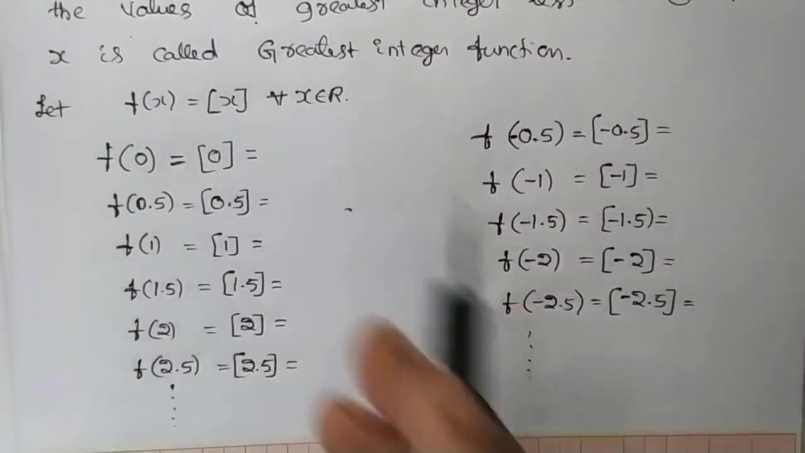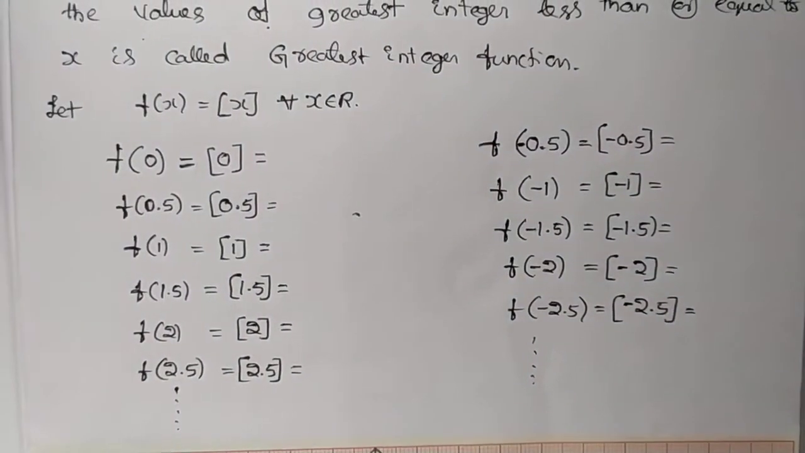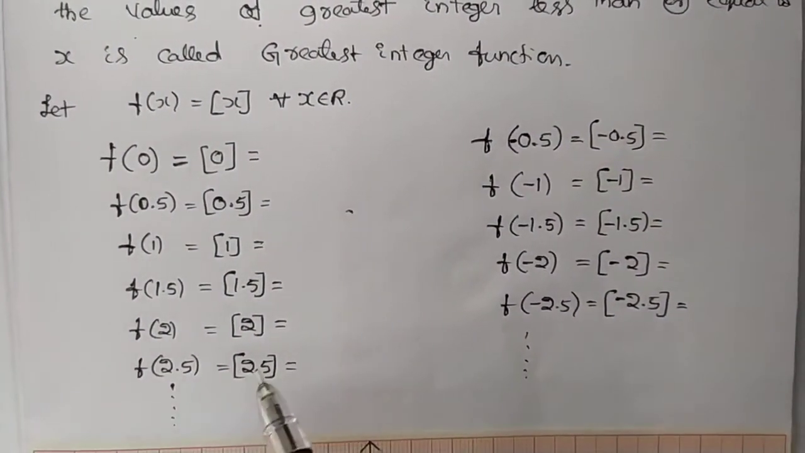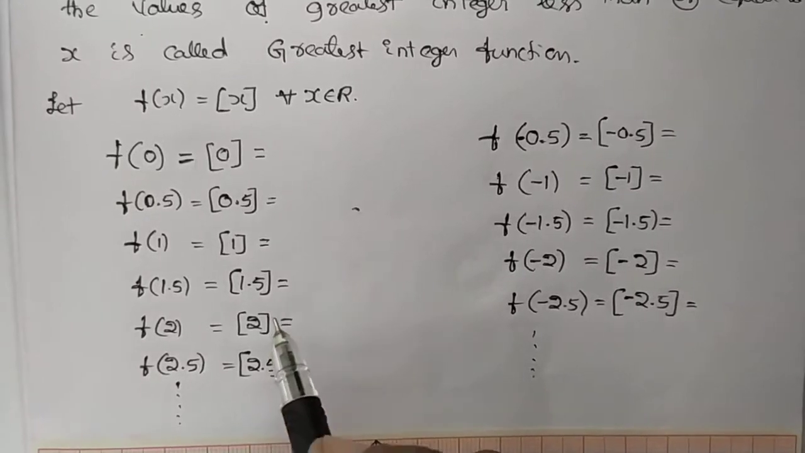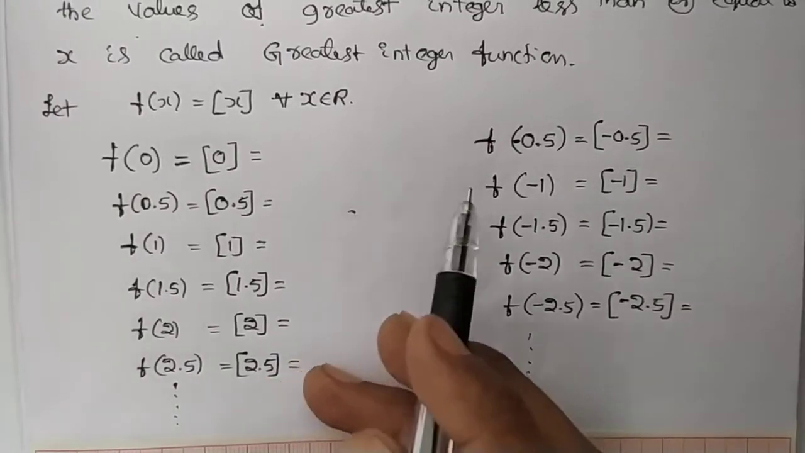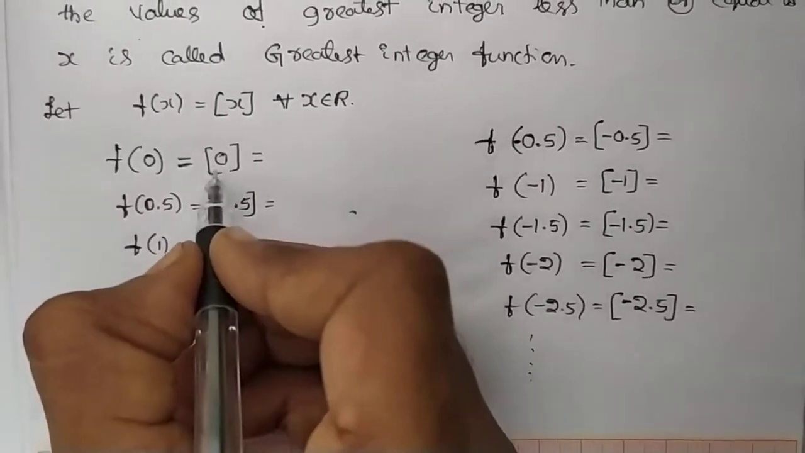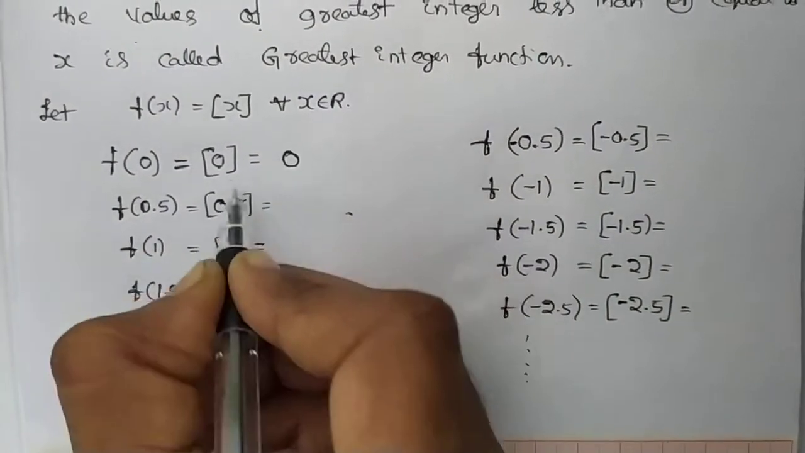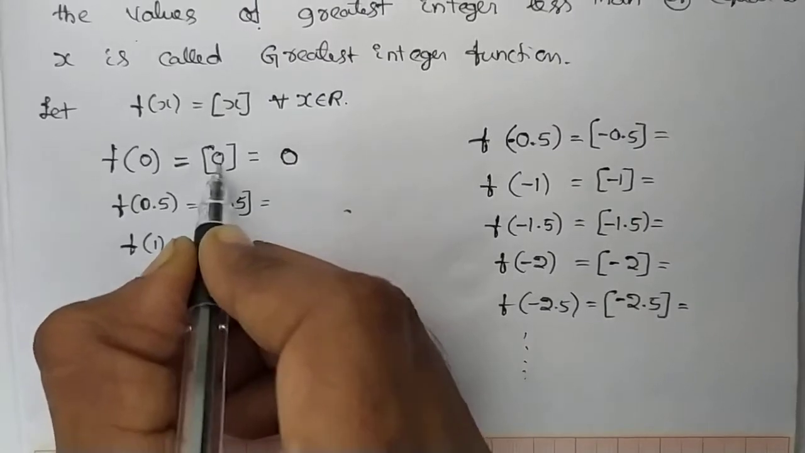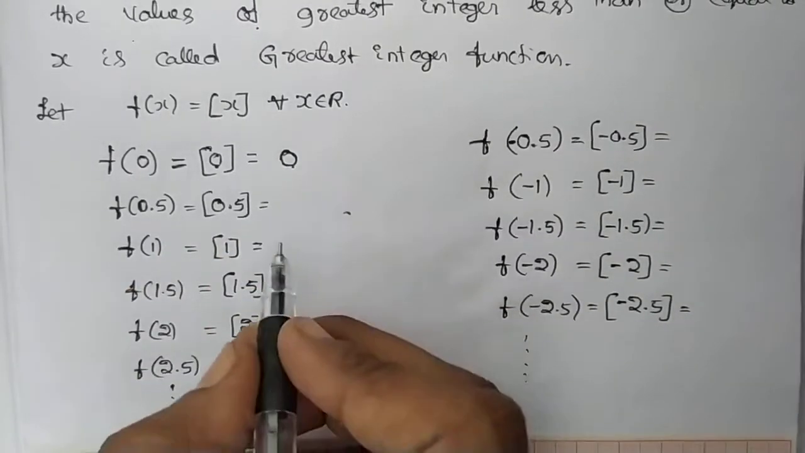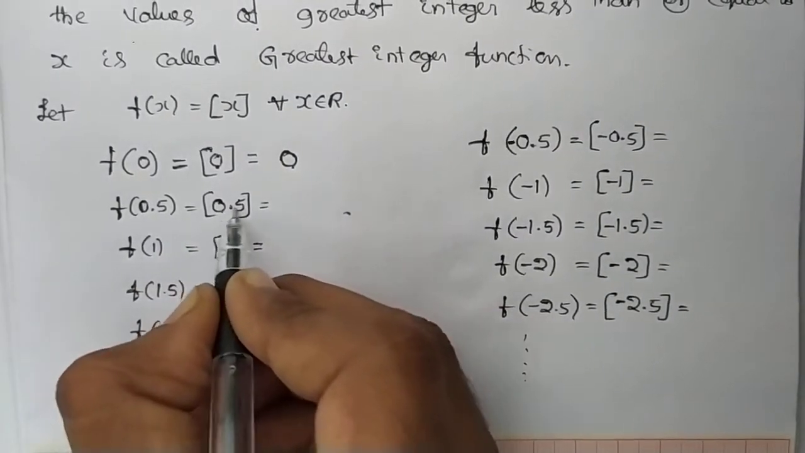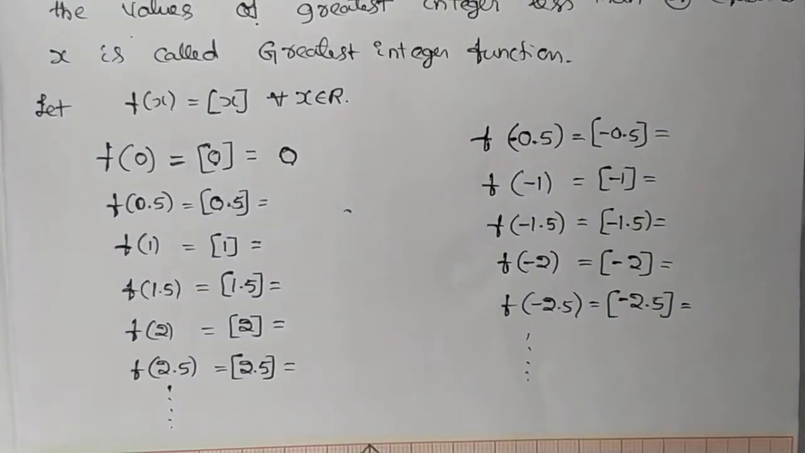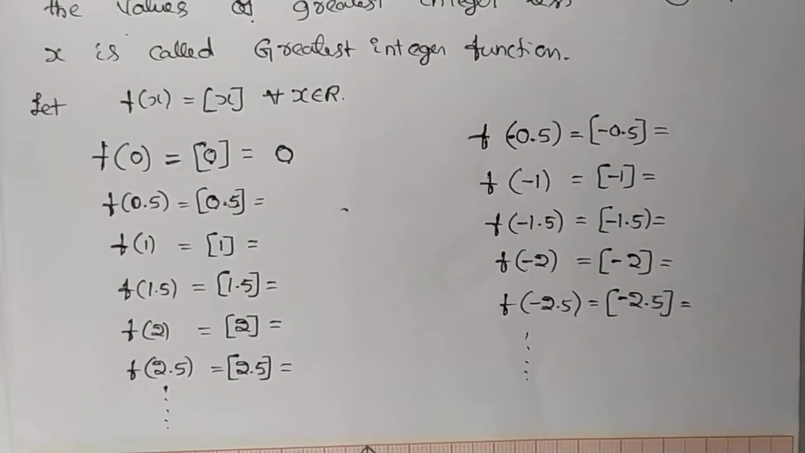Now, the definition of the greatest integer function says the greatest integer should be less than or equal to x. The greatest integer for 0 will be 0 only. What about the greatest integer for 0.5?